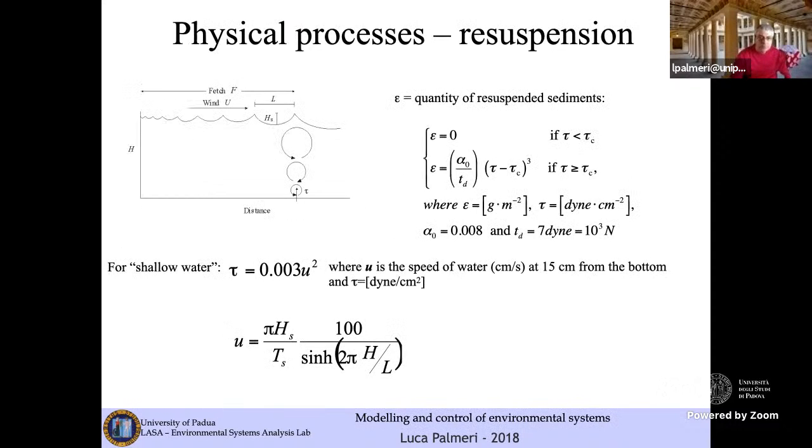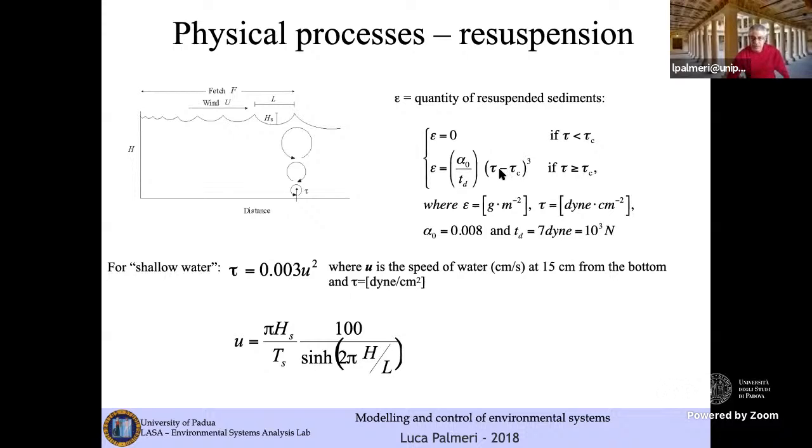And this model may be written or conceptualized in this way. Let's say epsilon is the quantity of suspended material from the sediment. We may say that the quantity of suspended material is 0 if the shear stress generated by waves is smaller than the critical shear stress. Instead, by some empirical observation, we may build a model that describes the quantity of resuspended material when the shear stress is larger than the critical shear stress.